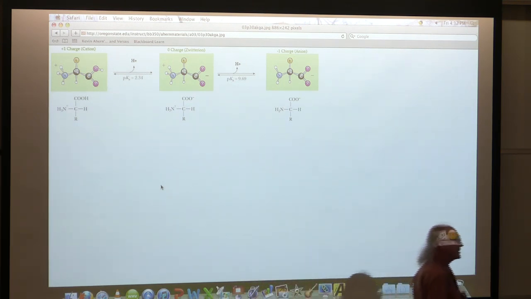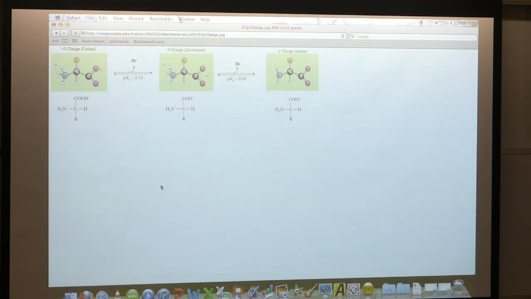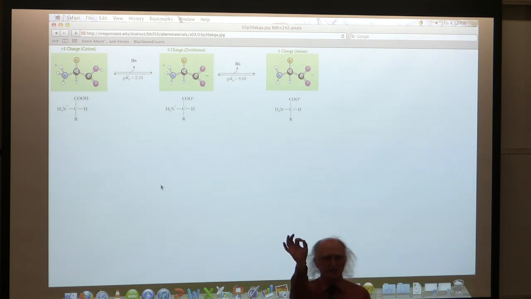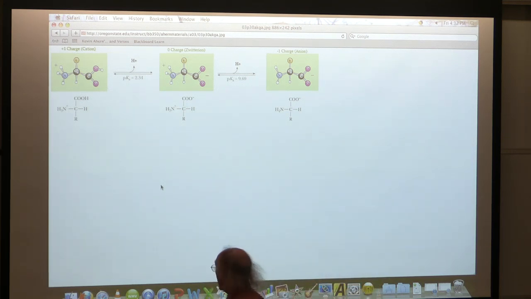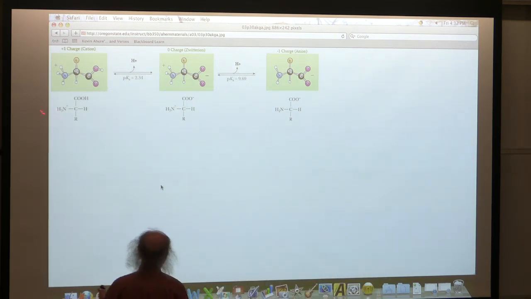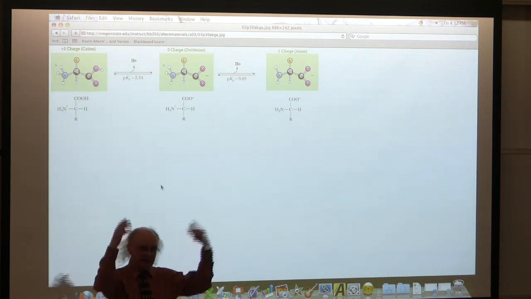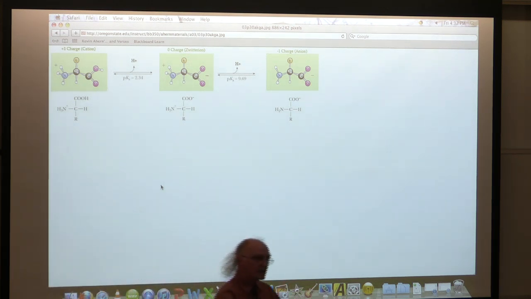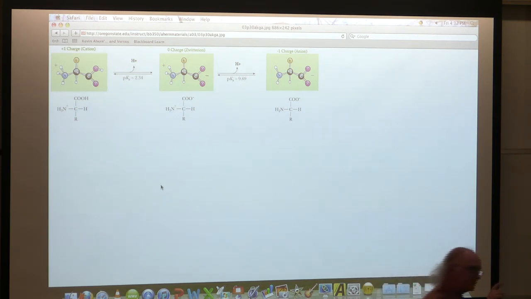If we start this guy, and this is the way I will frequently start thinking about them, with all the protons on, meaning everything that can gain a proton gains a proton, it looks like what we see on the left. The carboxyl has a proton on it. And when the carboxyl has a proton on it, you should remember from your organic chemistry, that's a charge of zero. And the amine has a proton on it. And when it gets its extra proton on it, it has a charge of plus one. So the overall charge of this amino acid would be plus one.